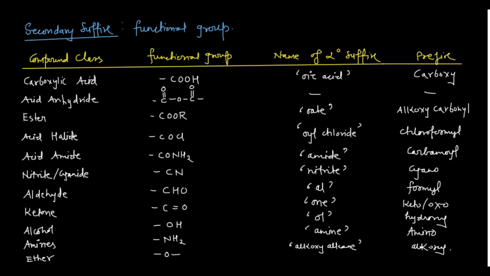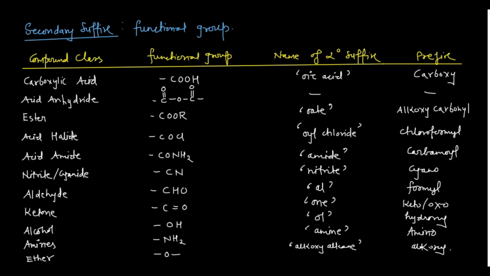alkoxycarbonyl. See, if methyl is there, then it would be methoxycarbonyl. If C2H5 is there, then it would be ethoxycarbonyl when this ester is forming the side chain or the prefix. And this will only happen when your compound has the carboxylic acid or the acid anhydride, because they are placed at the top, compared to this ester.